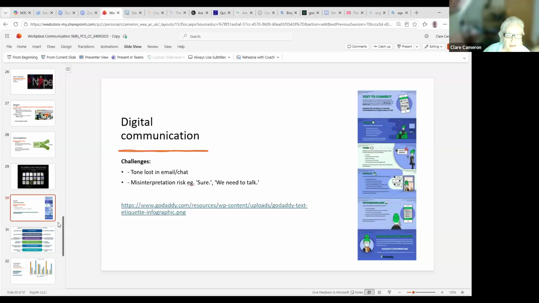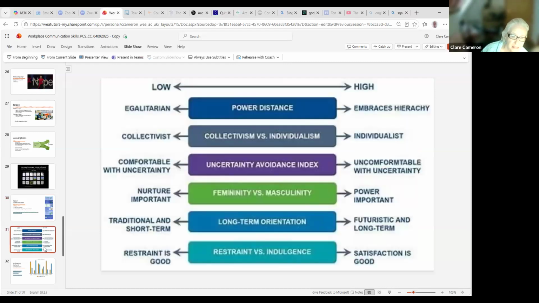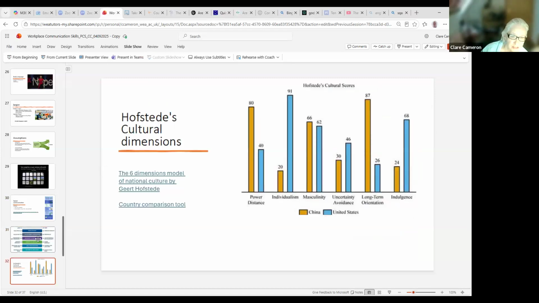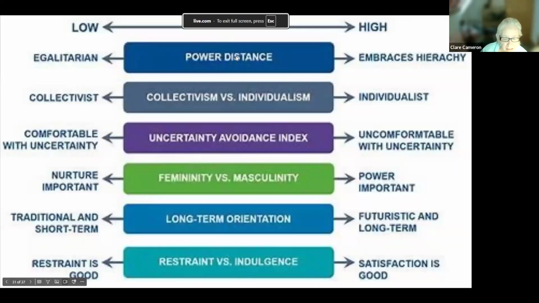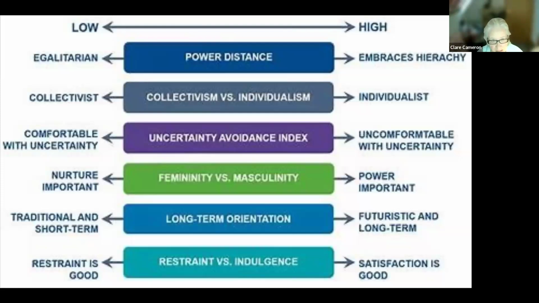Now, the last two things we're going to look at briefly. The first thing is intercultural communication. I don't know if you've heard of Hofstede, but he did what you would call cultural dimensions, that's the word I'm looking for. Hofstede's cultural dimensions. Now, this is old. He did it many years ago. He was an academic and he studied loads of different countries, and he categorized them under different headings, different categories.